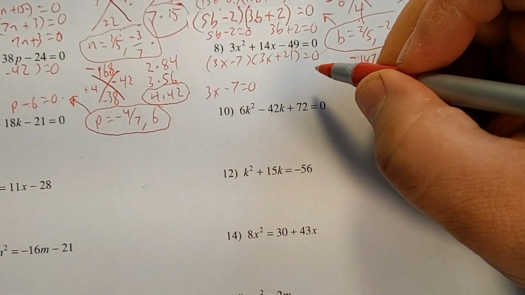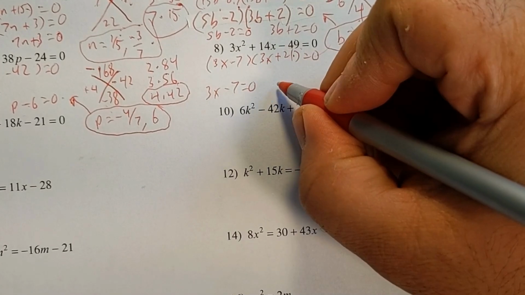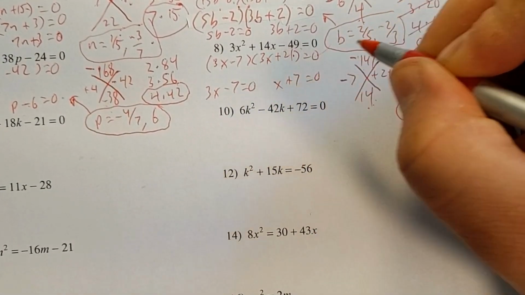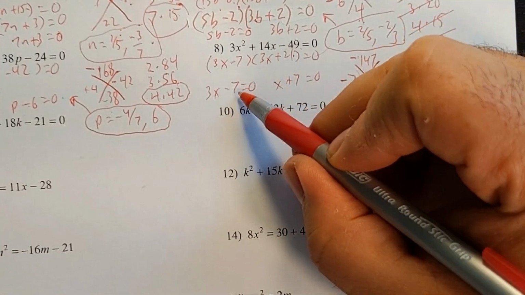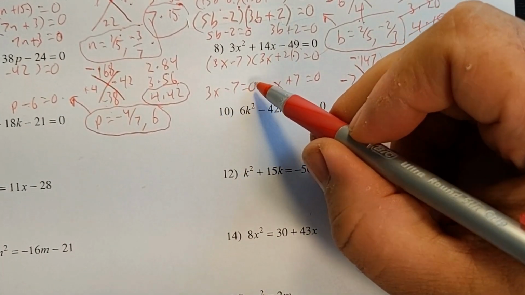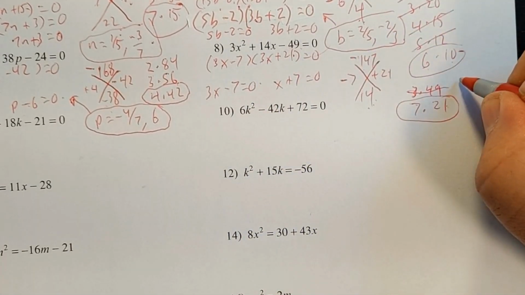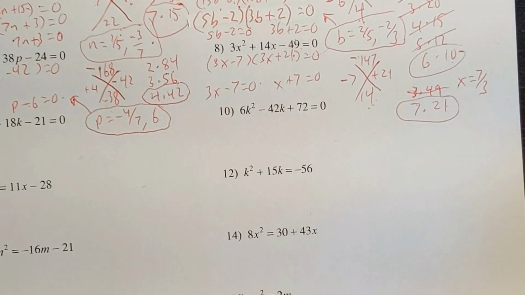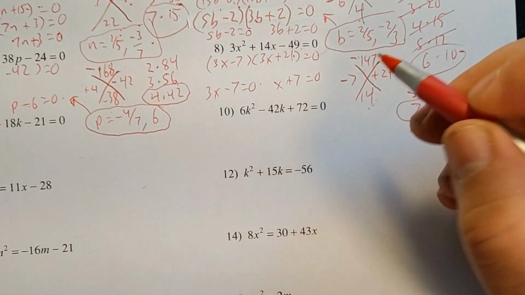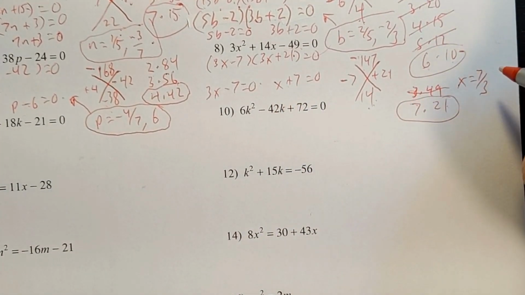3x plus 21 can both be divided by 3, so we're going to factor a 3 out of there. It's going to be x plus 7 equal to 0. And then you're going to add 7 to move it across, so you'd have 3x equals 7, and then divide by 3. So your first answer is going to be 7/3. Then your second answer for x plus 7 equals 0, you would subtract 7 on both sides, and you would get x equals negative 7.